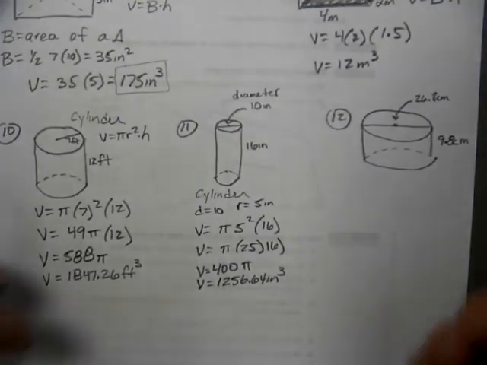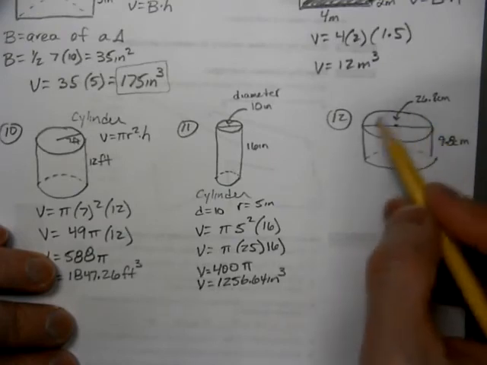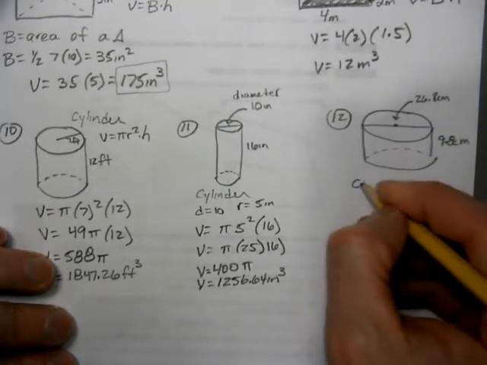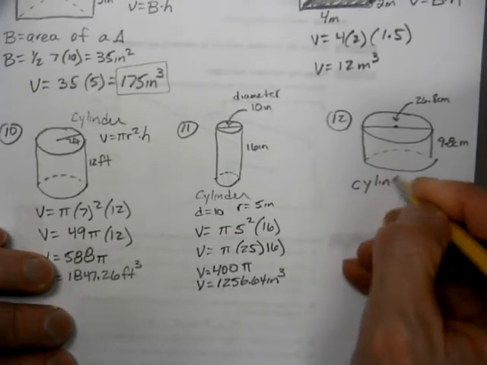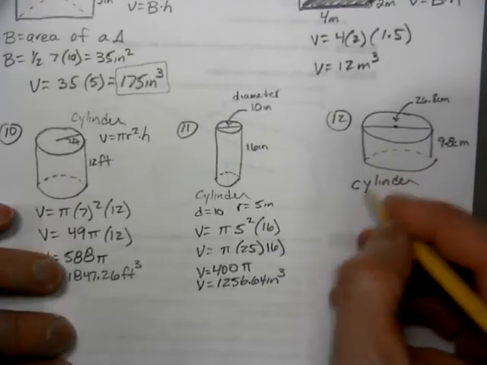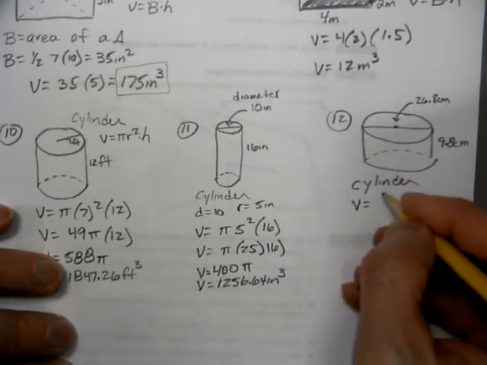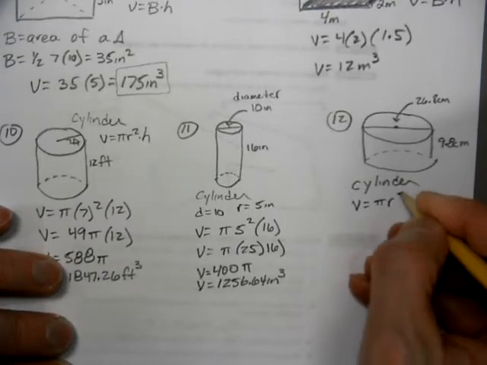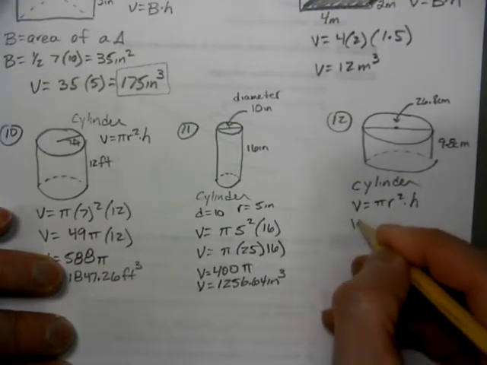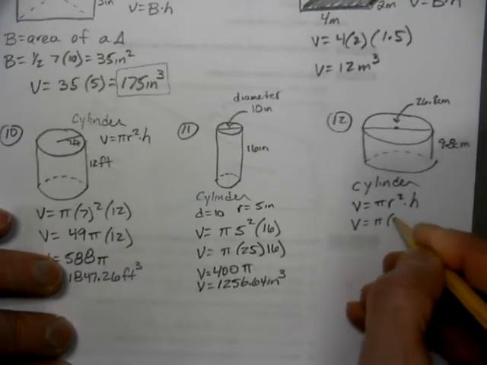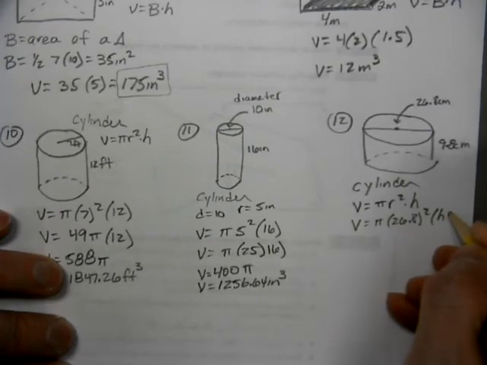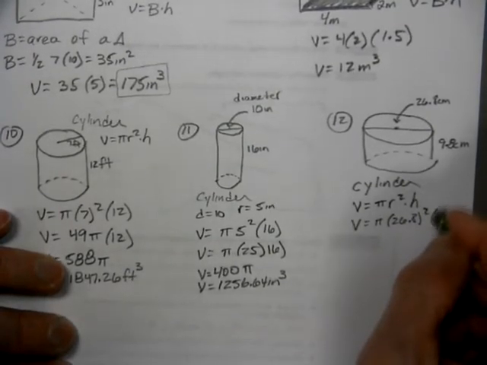This last one is real big, but not as tall. It's also a cylinder. It's got a circular base. So the volume is pi r squared times the height. 26.8 squared times the height, and the height is 9.8.